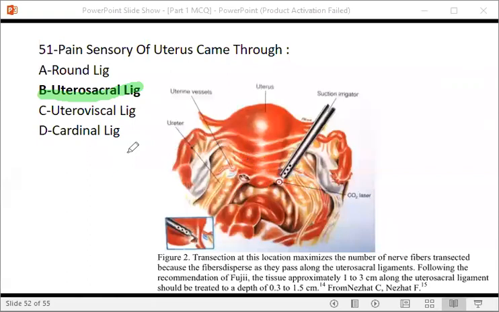you have to do is a transection at the location where the maximum number of nerve fibers are transected, because the fibers disappear as they pass along the uterosacral ligament. Okay, so it is the uterosacral ligament. This is it. Next question.